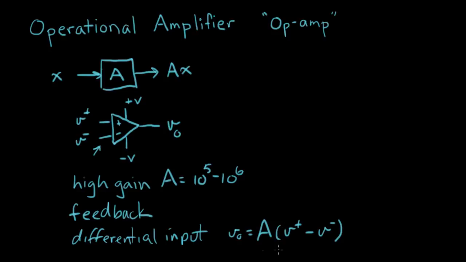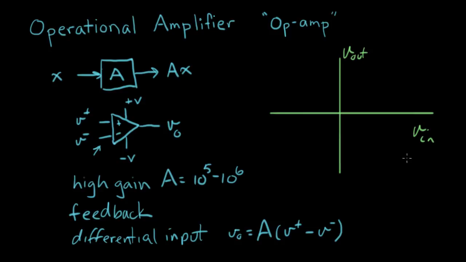So I want to make a plot of this equation right here, just so we get a good idea of what it looks like. The axes here are V in and V out, where V in specifically equals V plus minus V minus. That's the input signal to the op-amp, and we're going to apply the gain factor to it to get V out. And so that'll look something like this. It's going to be a very steep line, and the slope of this line is A. So the slope is going to be 10 to the fifth or 10 to the sixth, something like that, very, very vertical.